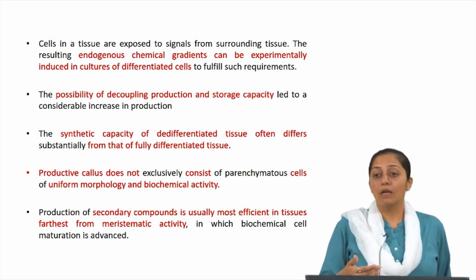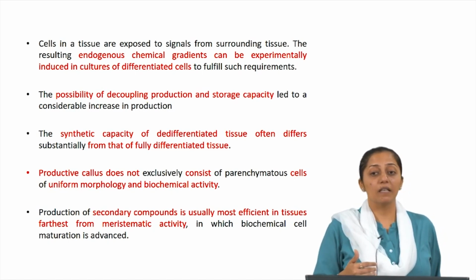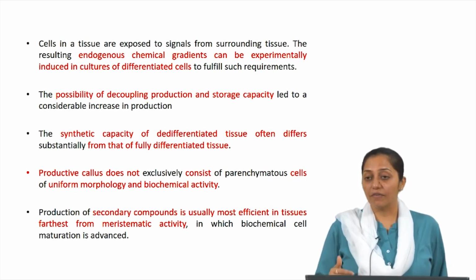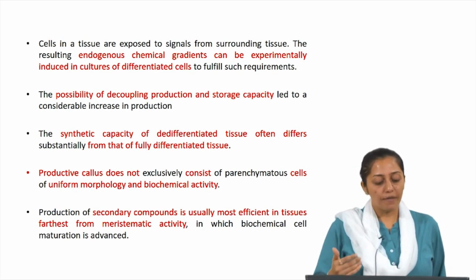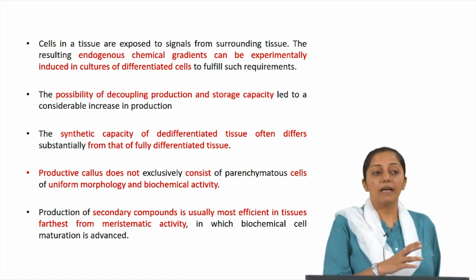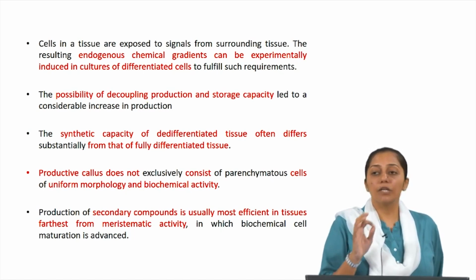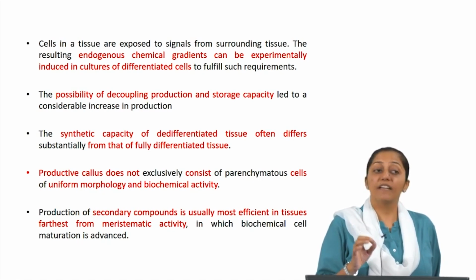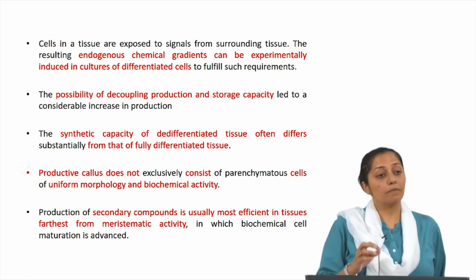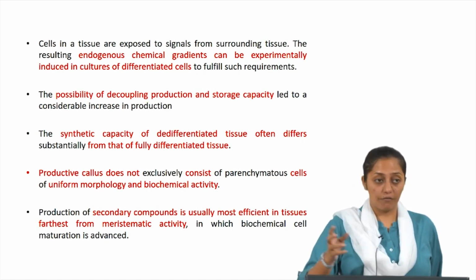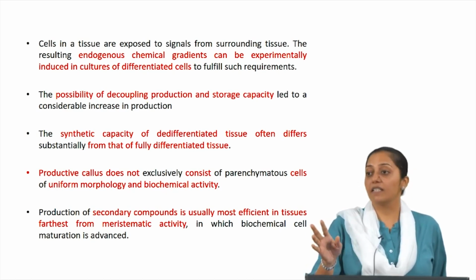So these are all among the strategies which we will be discussing, which can improve the productivity of the secondary metabolite in plant cell based bioprocesses. Now the synthetic capacity of de-differentiated tissue, we know this, often differs substantially from the fully differentiated tissue. We were discussing that secondary metabolism in plants is a function of cell differentiation, sometimes morphogenesis, organogenesis. So now it is connected to higher order functions which involve cell differentiation.